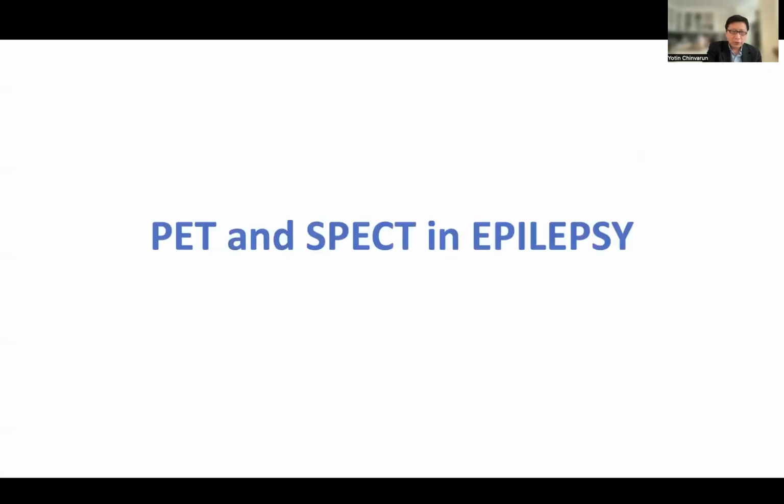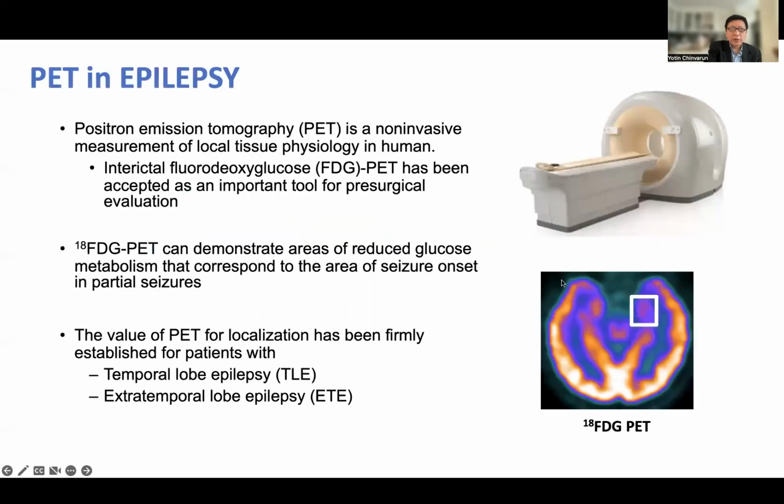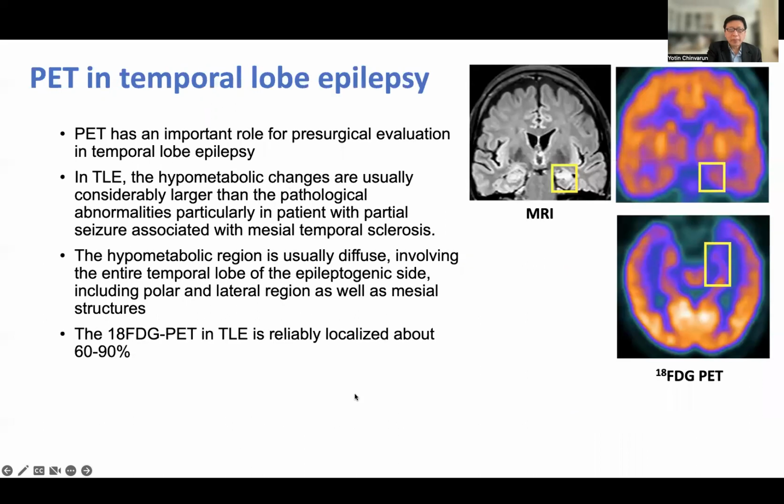My final talk is about PET and SPECT in epilepsy. PET is a non-invasive measurement of local tissue physiology in humans. Interictal FDG PET has been accepted as an important tool for presurgical evaluation. FDG PET can demonstrate areas of reduced glucose metabolism that correspond to the area of seizure onset in focal epilepsy. The value of PET for localization has been firmly established in both temporal epilepsy and extratemporal epilepsy. In temporal epilepsy, PET has an important role for presurgical evaluation.